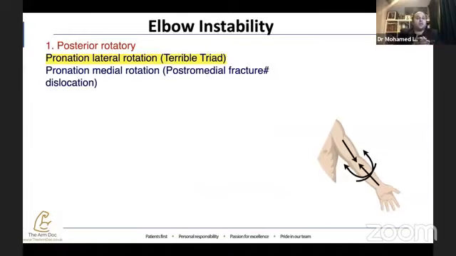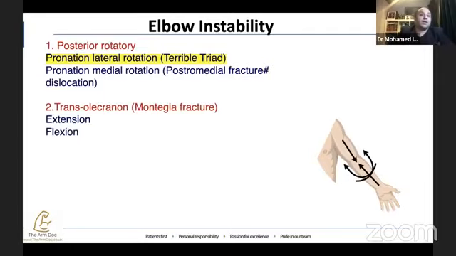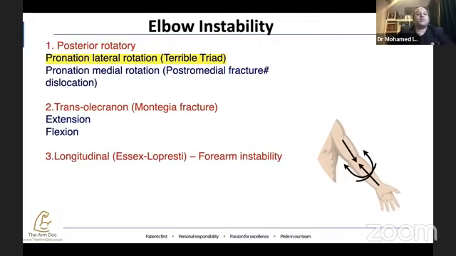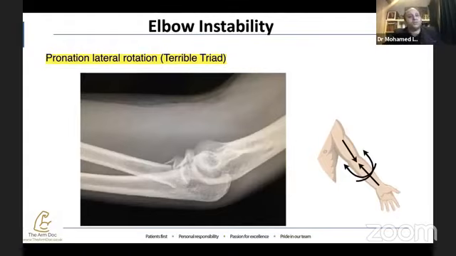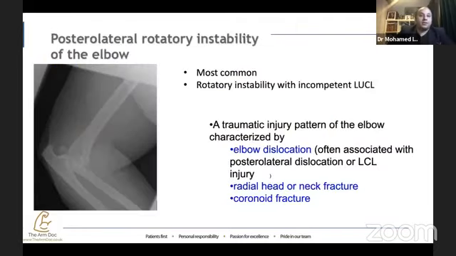Generally speaking, it was nicely presented yesterday, but we can classify it in a different way. Posterior rotatory instability, in which there is pronation and lateral rotation from medial to lateral, is the terrible triad, or on the other side, the posteromedial instability. Transolecranon instability, either apex anterior or posterior, like Monteggia fractures, or the longitudinal instability, which is more a forearm instability, as in the case of Essex-Lopresti lesions. We'll try to focus in this talk on the terrible triad, which is the commonest of all instabilities.